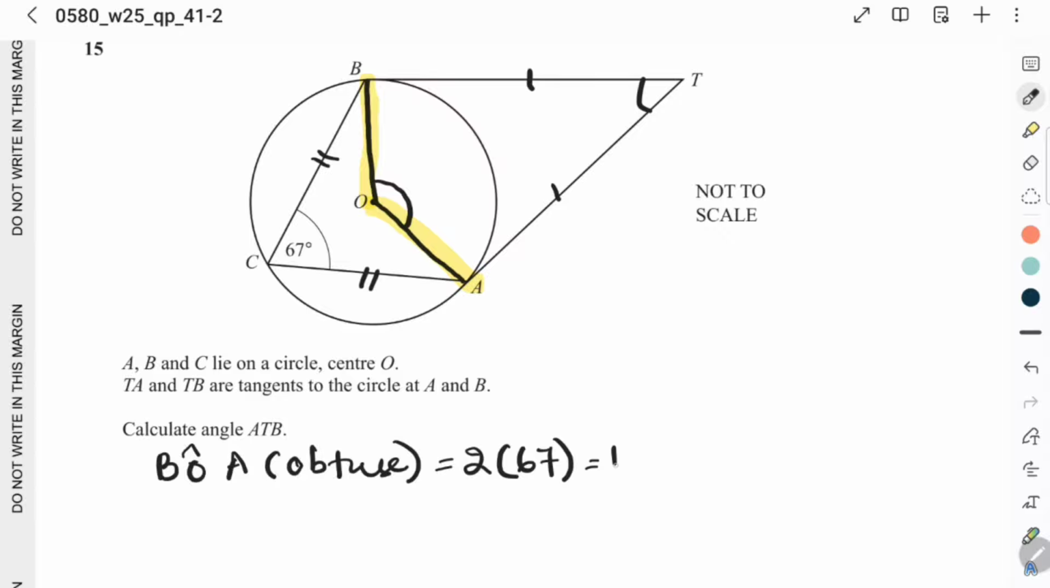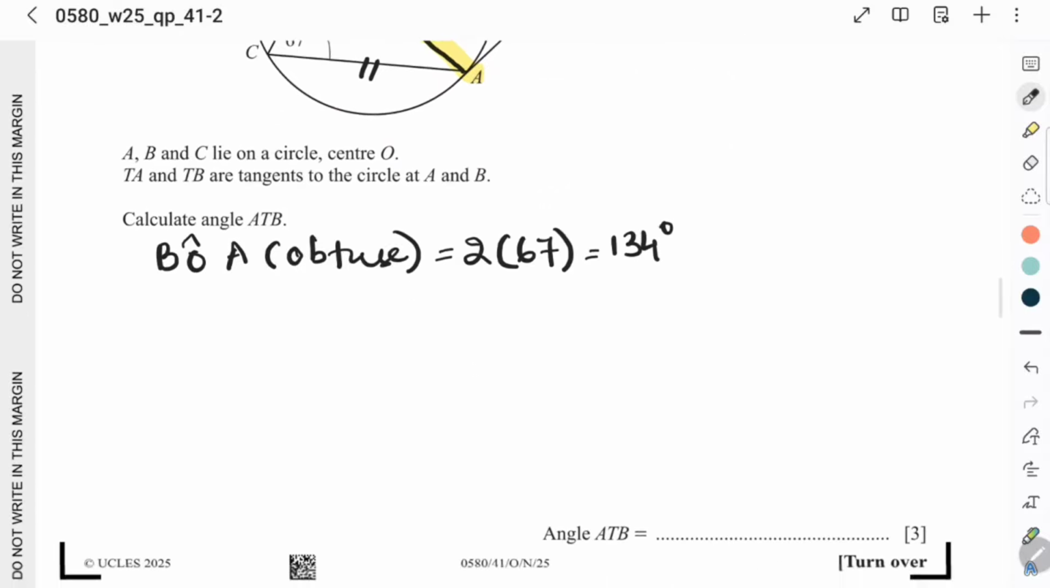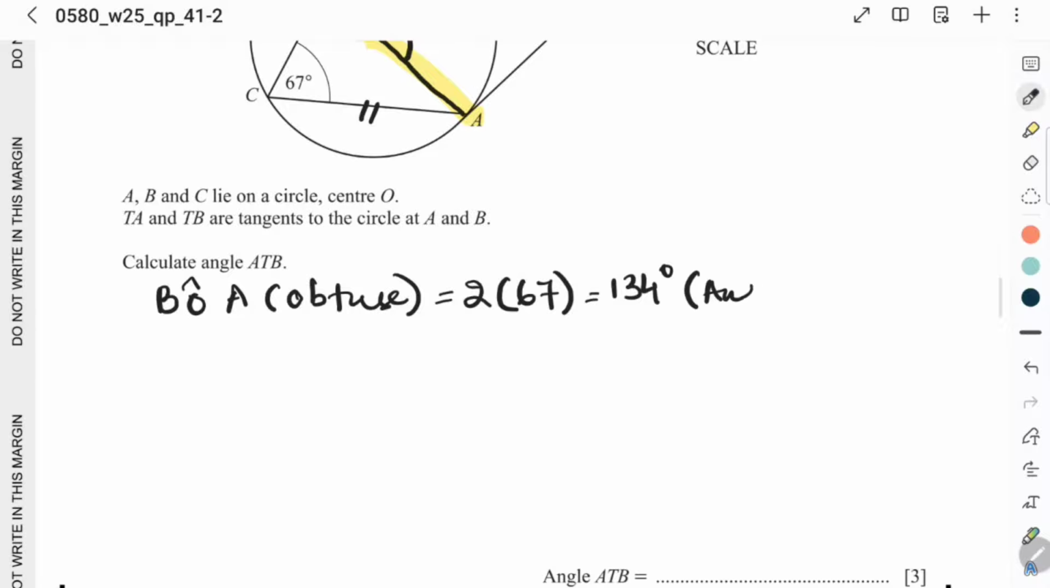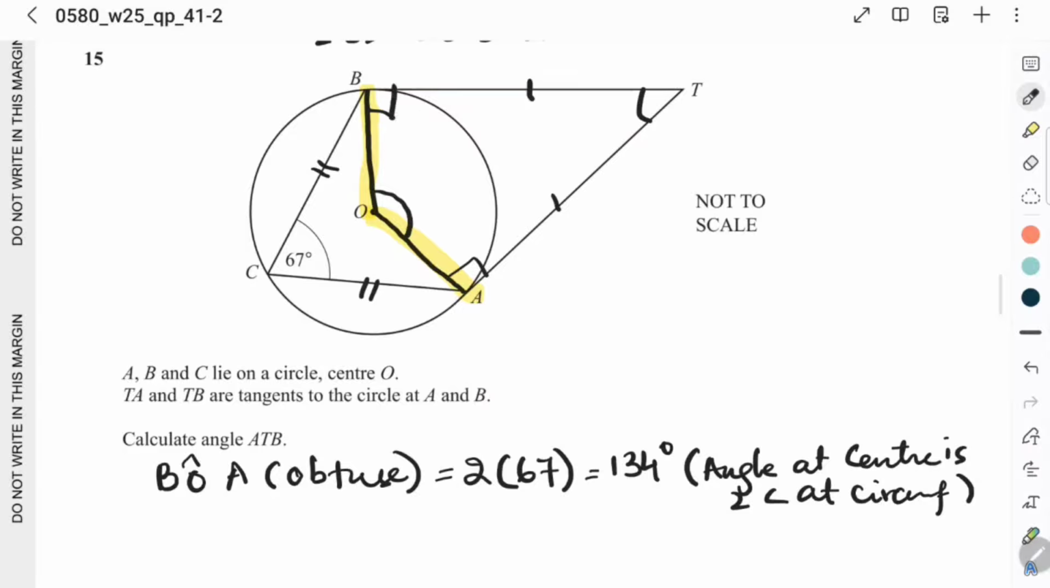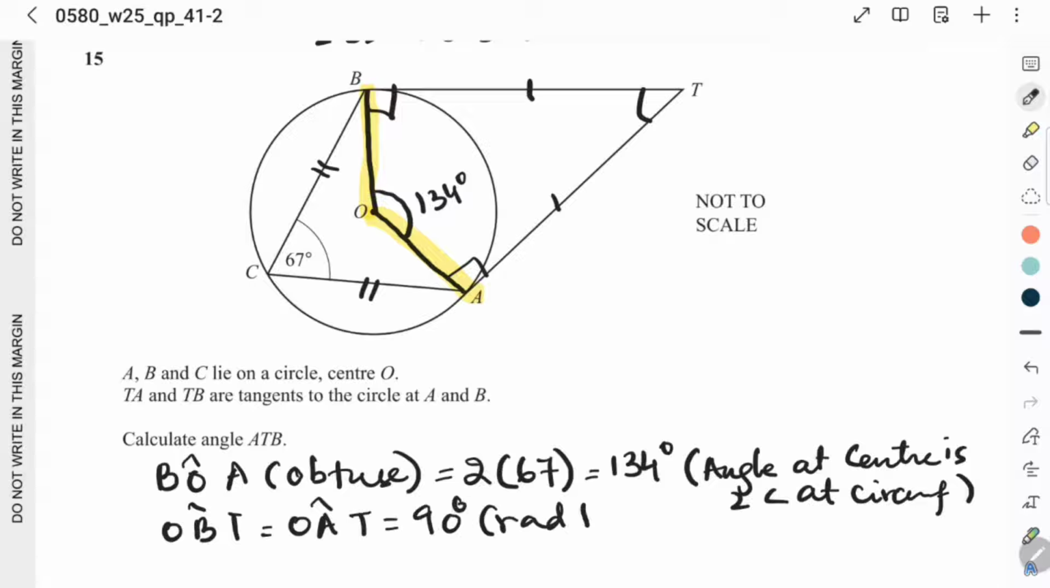Angle at center is twice the angle at circumference. This is a 3 marks question. Angle at center is twice angle at circumference. Alright, so this is the reason. Now we know that these two are 90 degrees, so that is 134 degrees. Why are they 90 degrees? Because OBT and OAT are equal to 90 degrees, because radius is perpendicular to tangent, or tangent is perpendicular to radius.